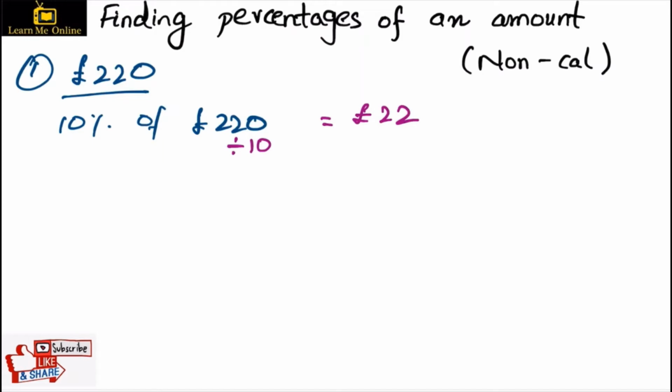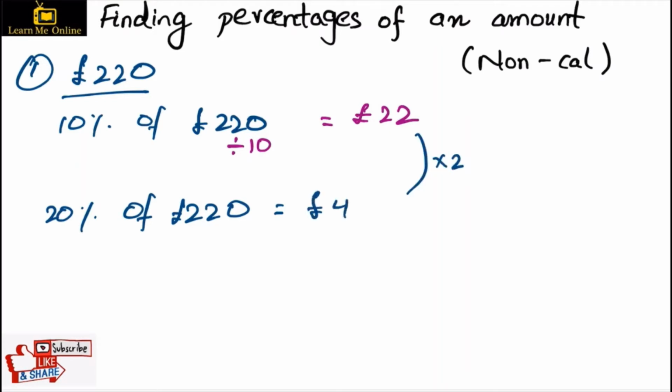Now, if I have to find out the 20% of 220, I'm showing you now how to find the 20% of this 220. You have got the 10%. When you double the 10%, you get the 20%. So simply you multiply it by 2 to get the 20%, and that would be £44.